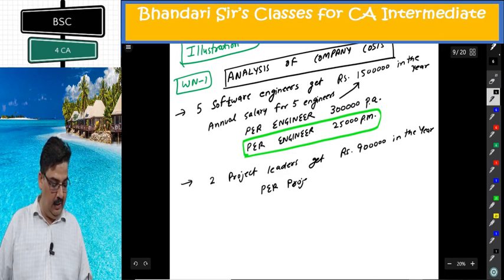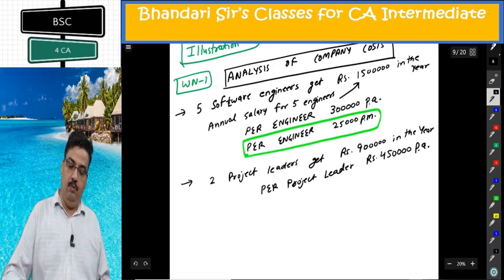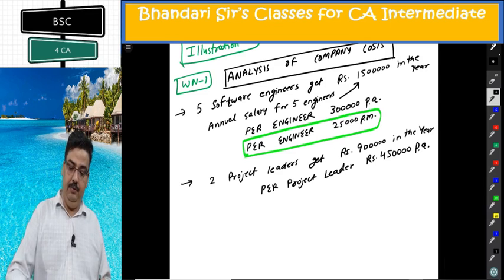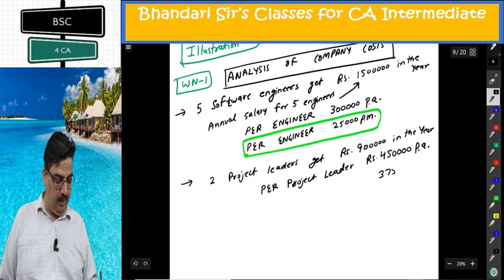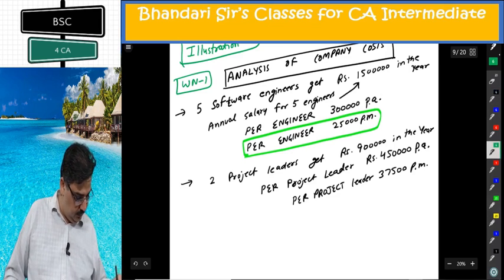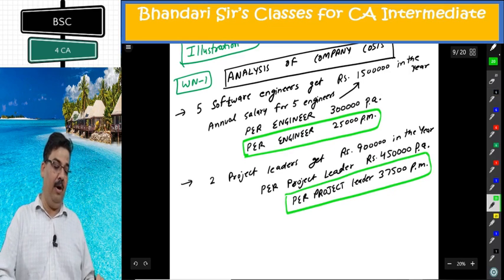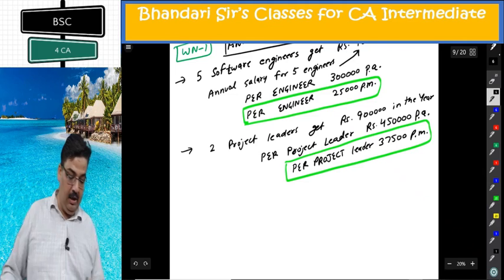Per project leader, cost is rupees 4,50,000 per annum. 4,50,000 divided by 12, 37,500 per month. Per project leader, the cost is this. These are important figures because I will be using that in making project cost sheet.